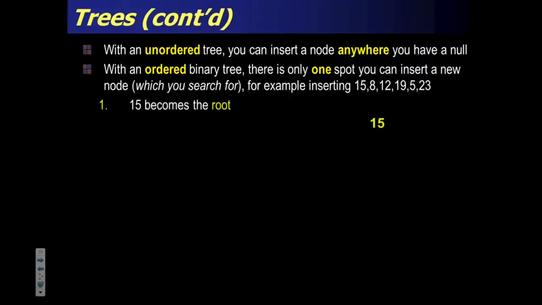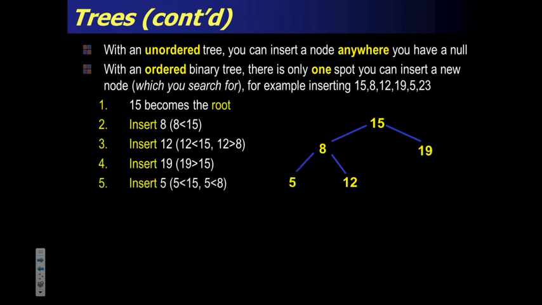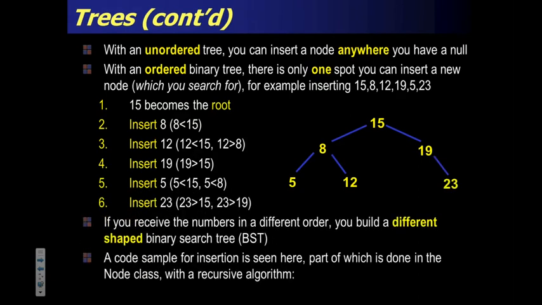So here you can see, if we do 15, 8, 12, 19, 5, 23, it would do it in that way. 15, 8 is less than 15, 12 is less than 15 but greater than 8, 19 is greater than 15, 5 is less than 15 and less than 8, and 23 is greater than 15 and greater than 19. Okay? That's the way it builds trees in an ordered tree. If it receives the numbers in a different order, it will build a different looking tree.